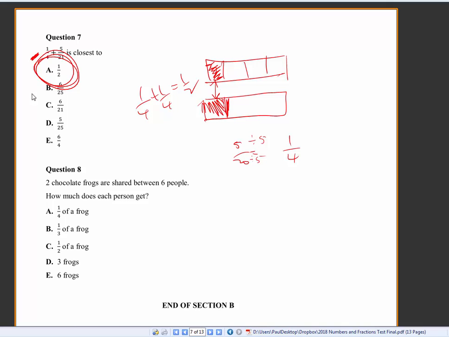So this is the only one, because if you look at anything here, none of these are even close to being a half. So that's the only appropriate answer. It's closest to a half.